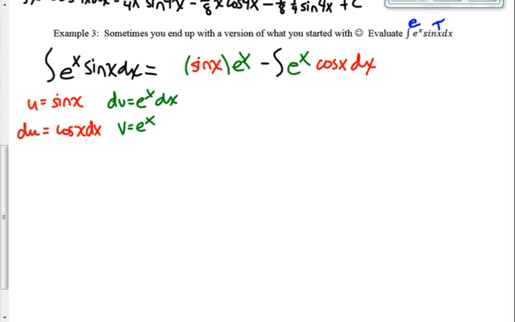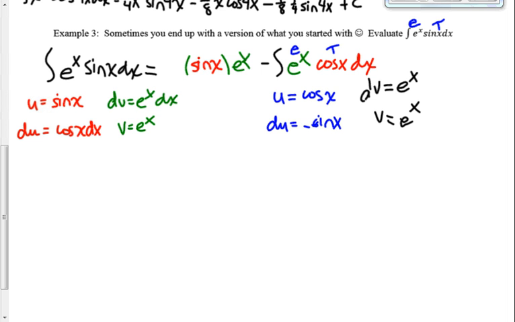So for this one, again, I have an e and I have a t for trig. That's going to be my u, the t, since it comes before the e in ILATE. So my u is cosine of x, which means my dv is e to the x. So my du is going to be negative sine of x. I'm not sure why my board's not working. And so my v is going to be e to the x. So let's plug that in. Back to what I started with.